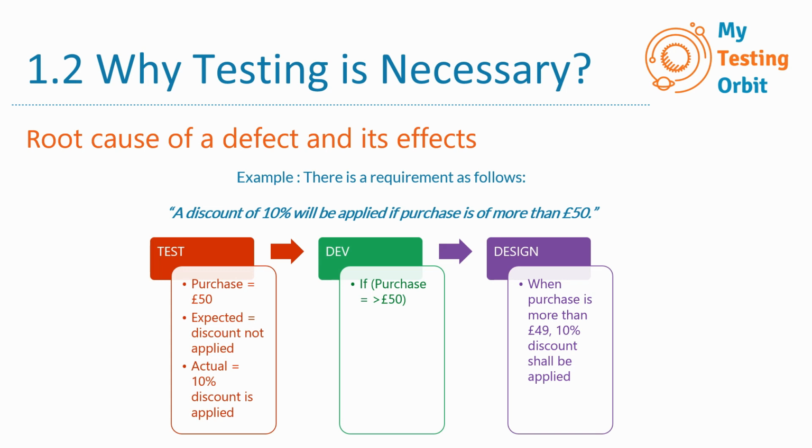If we go back to the development phase, in the coding of this specific requirement, it was spotted that it was written: if purchase is equal to or greater than 50 pounds. So we got the issue over here. We noted that this if statement shouldn't have equal to, it should only have greater than 50. So we spotted why we got an issue during testing: in the code it was written equal to or greater than, while it should be only greater than 50.